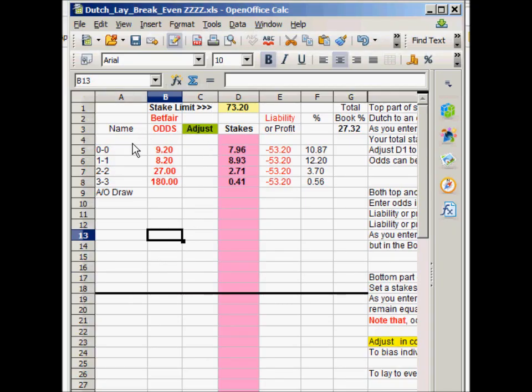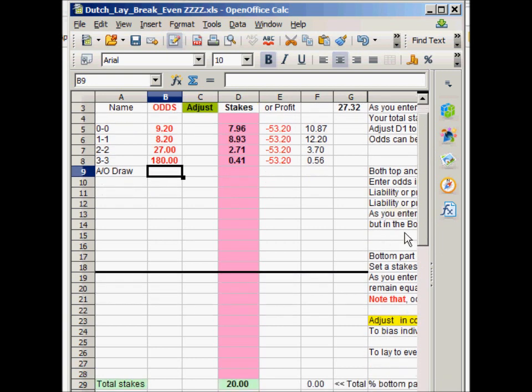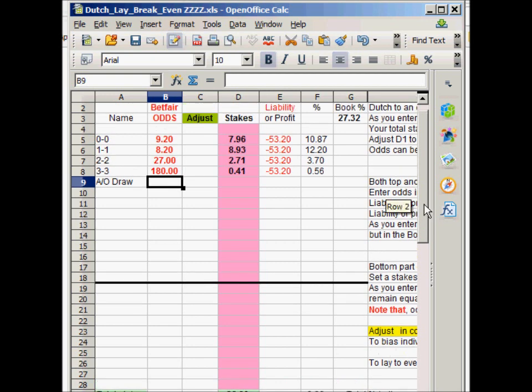Now here I've got a dutching sheet up here, and I've put my odds in from correct score, and I've set the stake there at the top. So our total lay stakes are 20. So if we were to dutch those and the game didn't end in a draw, we could win 20 if we just left our lays in the market.